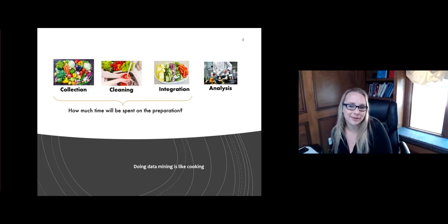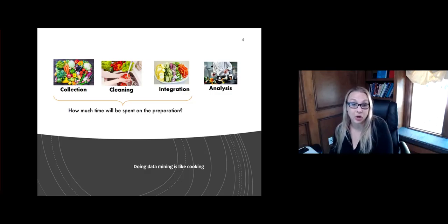Doing data mining can look a lot like cooking. So we have a collection phase where we aggregate all of our data. That may include a lot of data merging and combining different data sets. Then we must clean our data. We may have outliers, missing data, and other things of that nature that we will have to address. We may need to integrate our data, transform our data, and then once we have done all of that, then we get to do the fun part of the analysis.